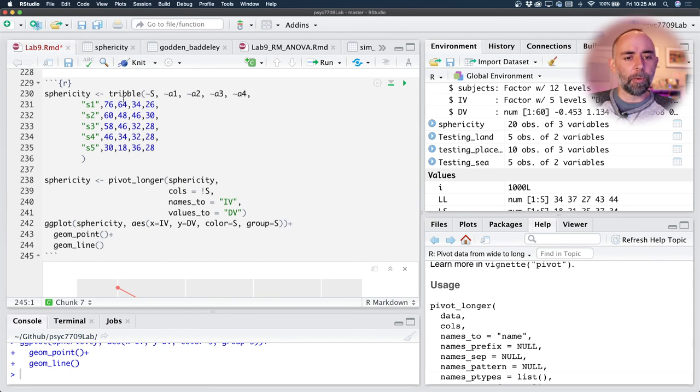So subject one goes down by 20. Let's make subject two go down by 20, and this subject is going to go down by 20. Same with this one, same with this one here. So that's down by 20. We're going to go to minus two.